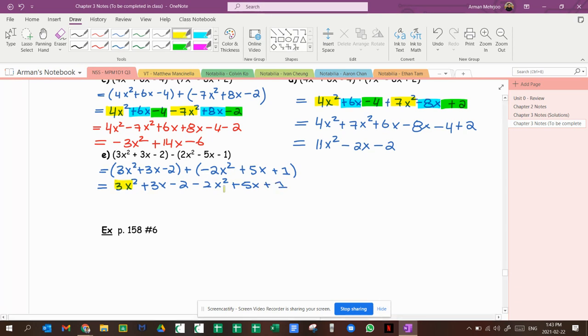I can identify my like terms. I can group up my like terms. And I can simplify. So 3x squared minus 2x squared is just 1x squared. I don't need to put the 1 because it doesn't change anything. Because imagine 1 times x squared will just be x squared. 3x plus 5x is 8x. And negative 2 plus 1 is minus 1.